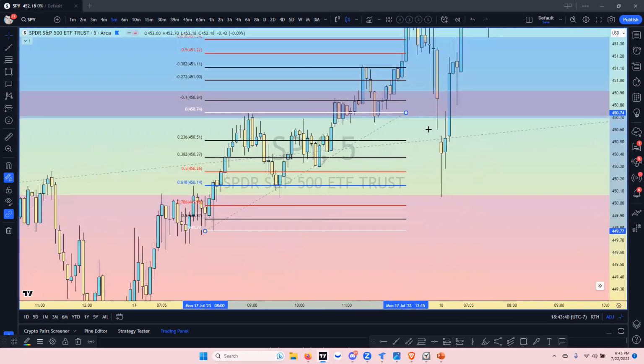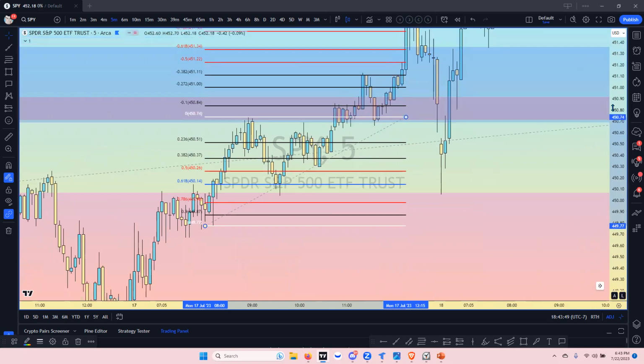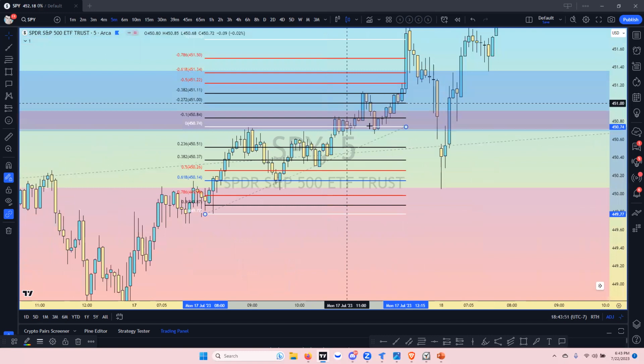Like right here, see these 0.382, 0.272 extensions. These are where the sell-offs start happening. These are where the profit taking starts really happening. And then they just get stuffed anyway. But yeah. So let's go back.